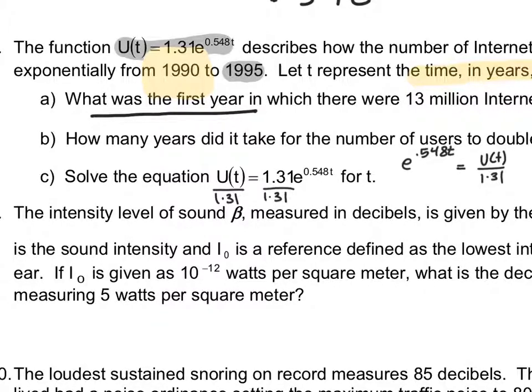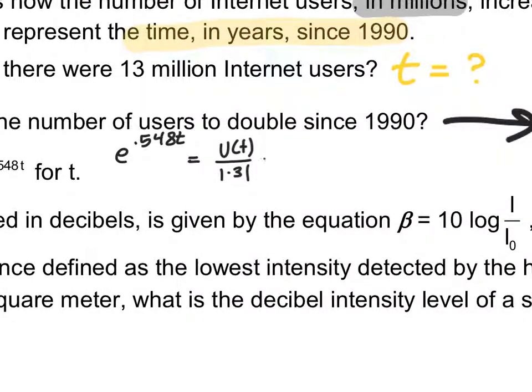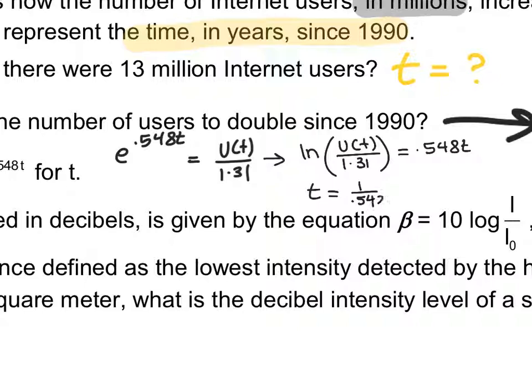Now to solve for t, you need to change this to log, which is ln in this case, of the argument equals the exponent. And to find t, you simply divide by 0.548, or you multiply the other side by the reciprocal. So here they just want t in terms of u(t), and that would be it.